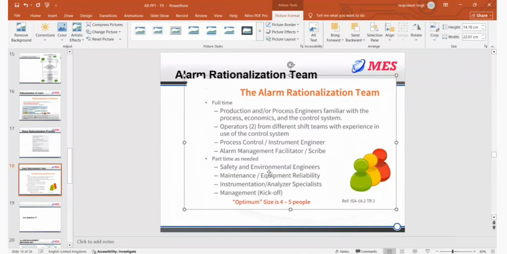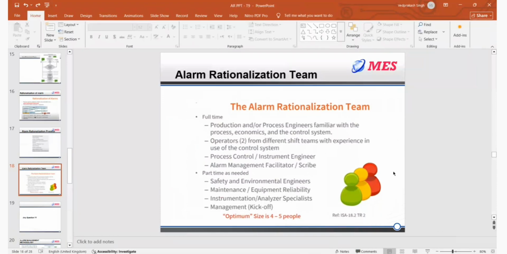And guys, this is the team. We need a process, instrument as a minimum. And this is how we are going to do.